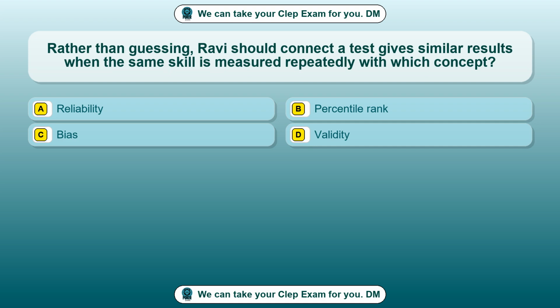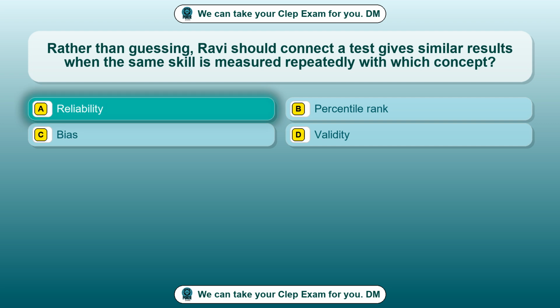Question 56. Rather than guessing, Ravi should connect a test giving similar results when the same skill is measured repeatedly with which concept? Option A, reliability. Option B, percentile rank. Option C, bias. Option D, validity. The correct answer is option A, reliability.